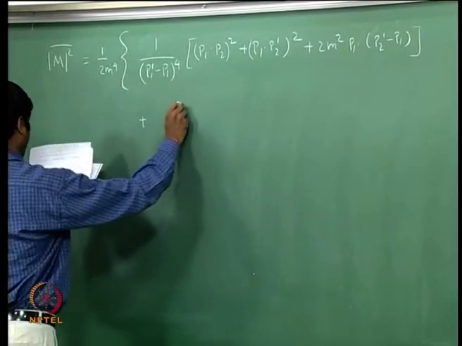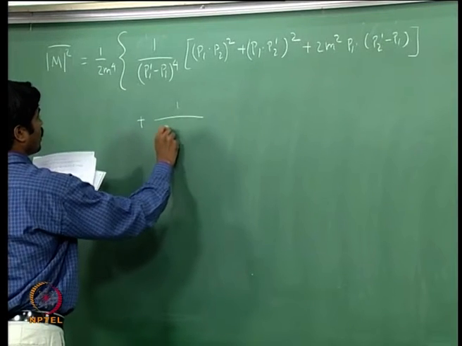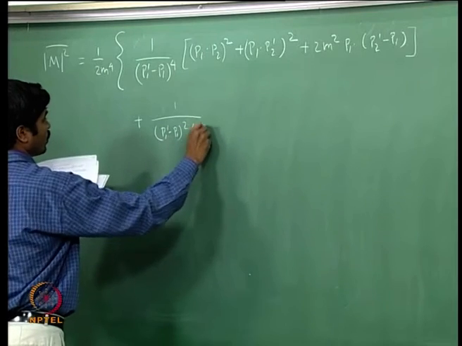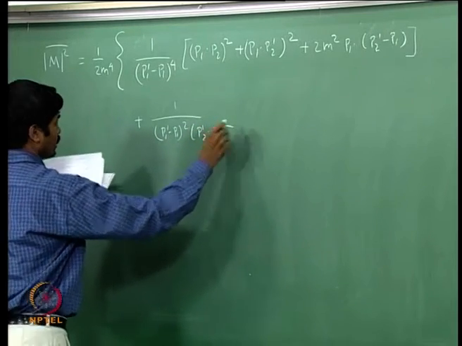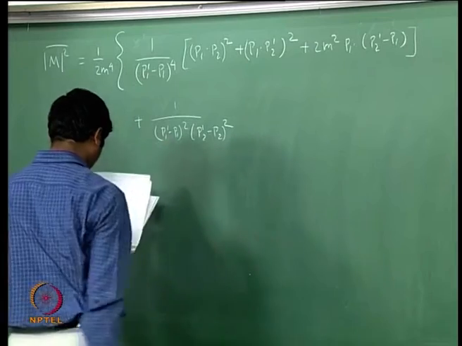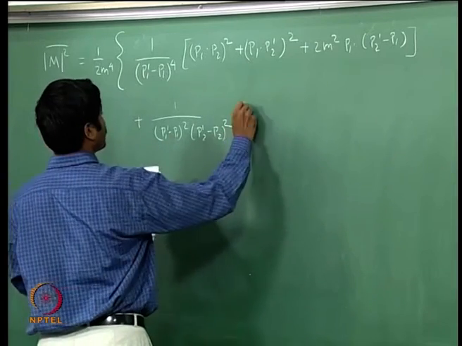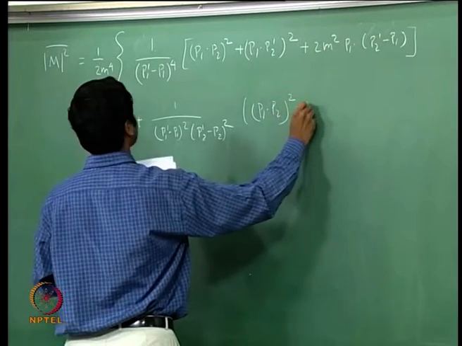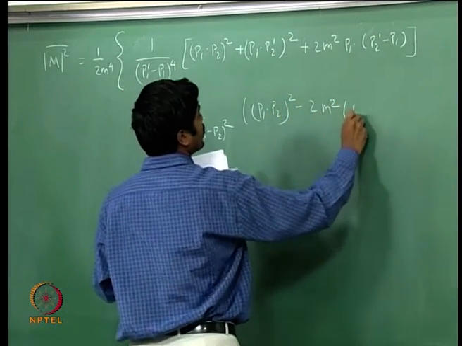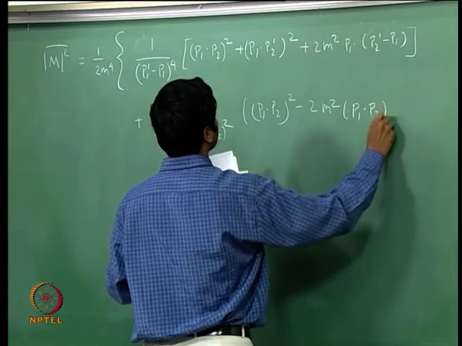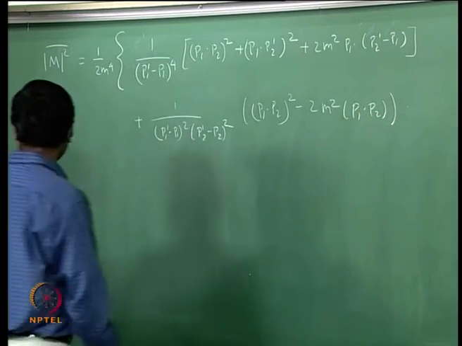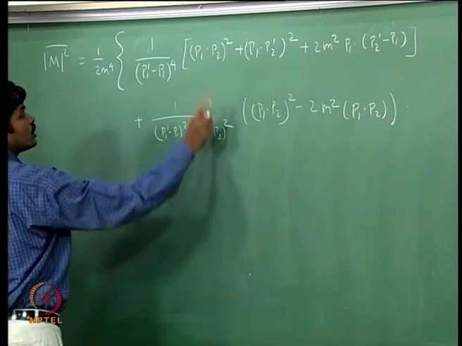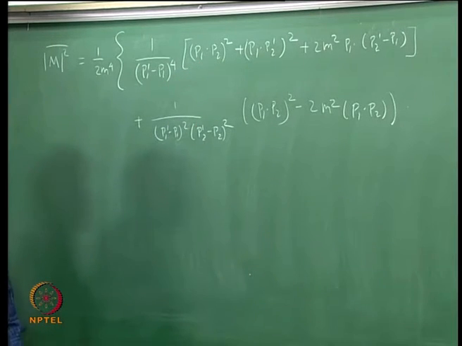So, plus 1 over (P1 prime minus P1) square (P2 prime minus P2) square times (P1 dot P2) whole square minus 2 m square P1 dot P2. Okay. These are the first two terms, and then the remaining two terms will be obtained from these two by exchanging P1 prime and P2 prime.